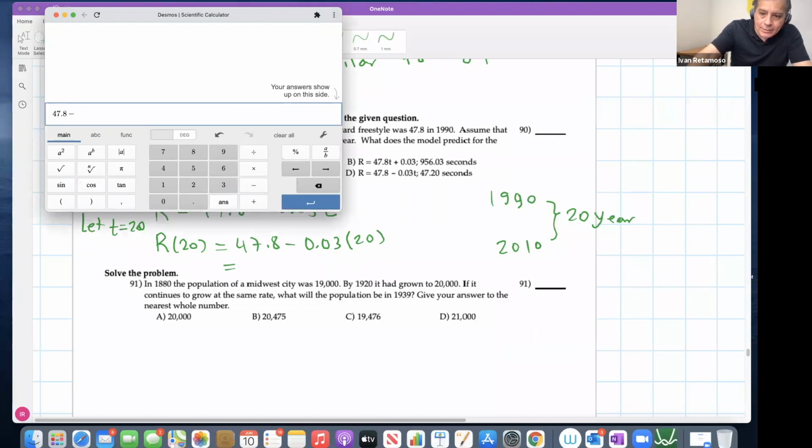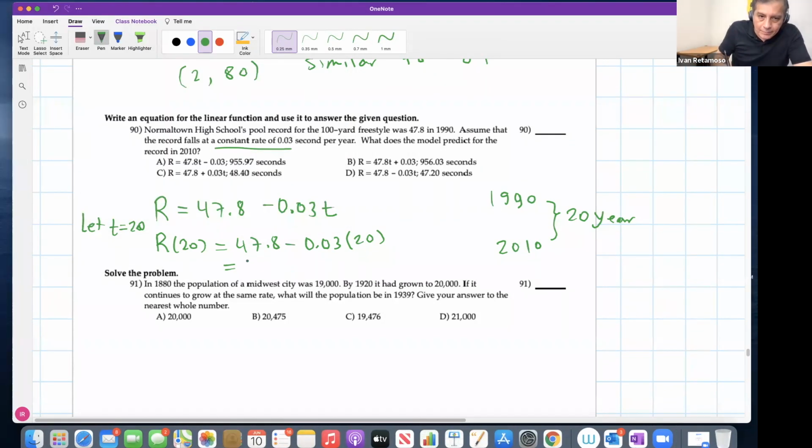47.8 minus 0.03 times 20. Per year, the record is losing this value, 0.03. So in 20 years, it will lose this whole value, subtracting from 47.8, 47.2. Now it makes sense, right? It went down, the record, 47.2. This is the record after 20 years.